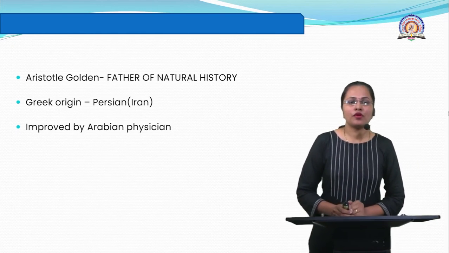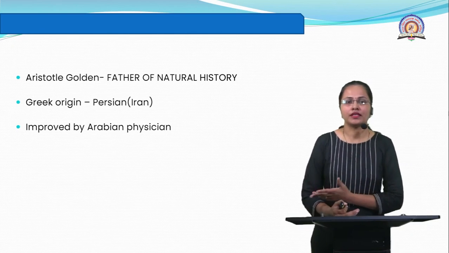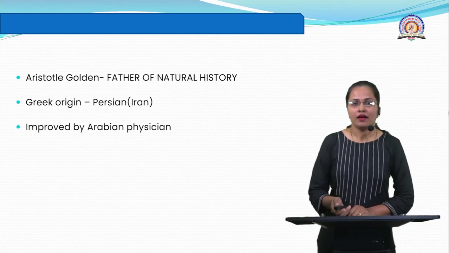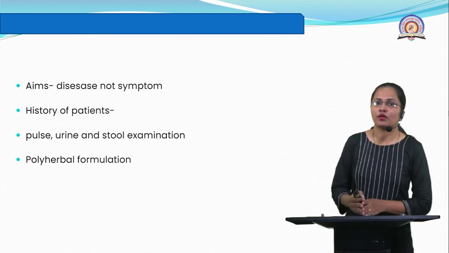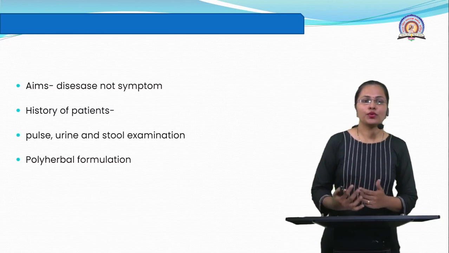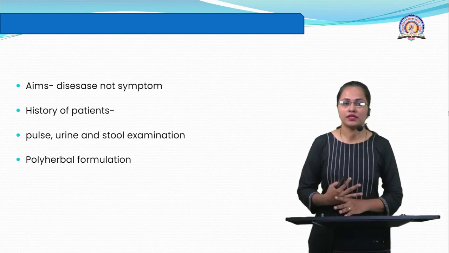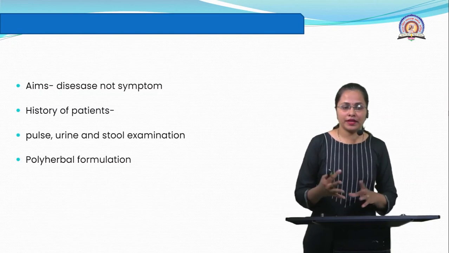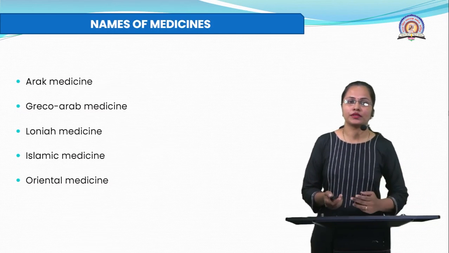medicine. This system of medicine basically originated in Greece, specifically in the Persian, that is the Iranic region, and it was improved and developed by Arabian physicians. This system aims at the disease, not the symptoms of the disease. They take the history of the patient, and they examine the patient based upon the pulse, urine and stool, and based upon that they prepare a polyherbal formulation, which is used as a medicine to cure the disease.